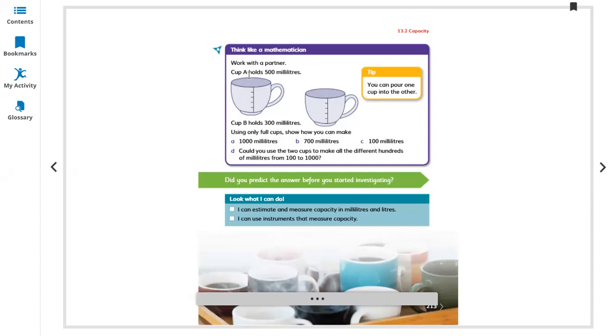Work out: cup A holds 500 milliliter. Cup B holds 300 milliliter. Using only full cups, show how you can make 1000 milliliter. Very easy. 1000 milliliter means this one, 2 cups.